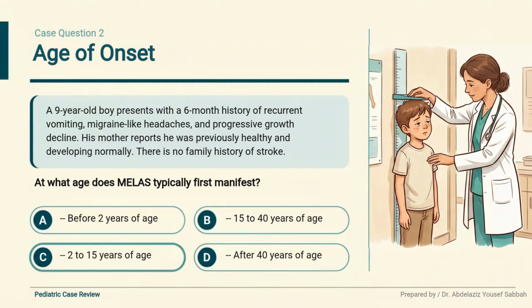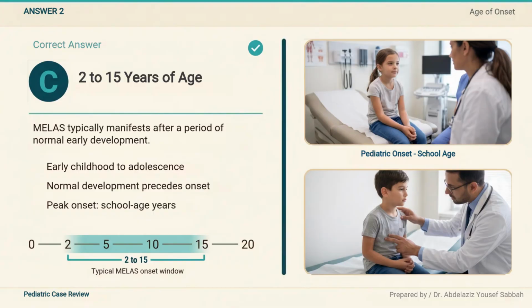The question is, at what age does MELAS typically first manifest? Option A, before 2 years of age. Option B, 15 to 40 years of age. Option C, 2 to 15 years of age. Option D, after 40 years of age. Consider the typical timing of symptom onset in this mitochondrial disorder. The correct answer is C, 2 to 15 years of age.